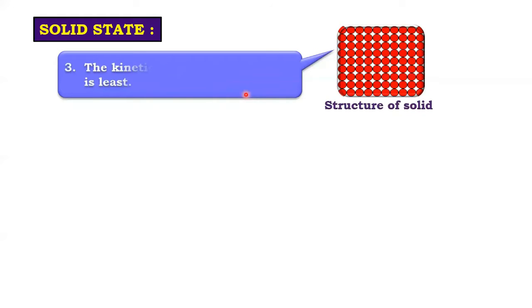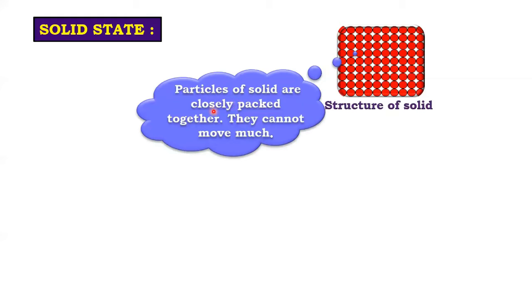Then the kinetic energy of the particles is least. I have already taught you that kinetic energy is due to the movement of a particle, right? Since the particles in the solid don't have enough space to move around here and there, the kinetic energy of these particles will be the least. सबसे कम होगा. क्यों? क्योंकि इनके पास इधर उधर मूव होने के लिए sufficient space नहीं होता है, and that is why the kinetic energy of the particles in the solid state is the minimum. Particles of a solid are closely packed together. They cannot move much. I've already explained this to you.